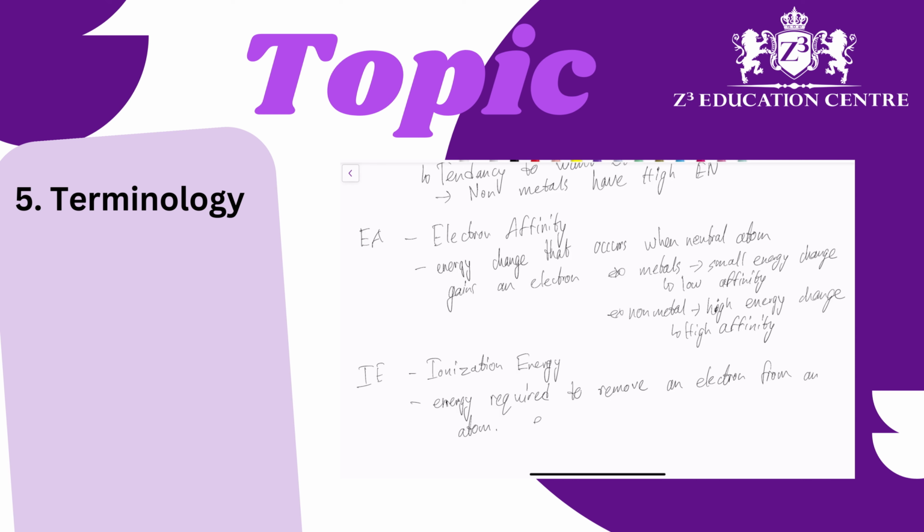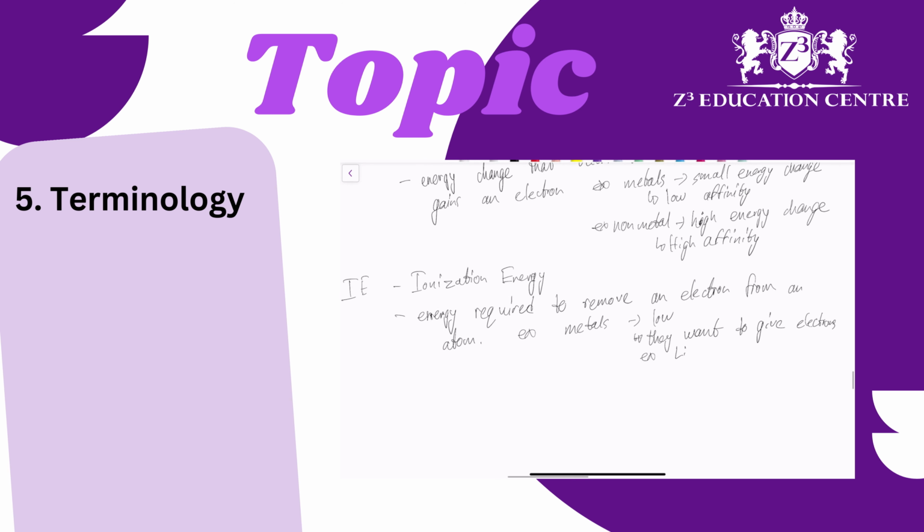Okay, so example, metals have low ionization energy because they want to give electrons. An example would be lithium, which has 1 electron in its valence shell it's willing to give.